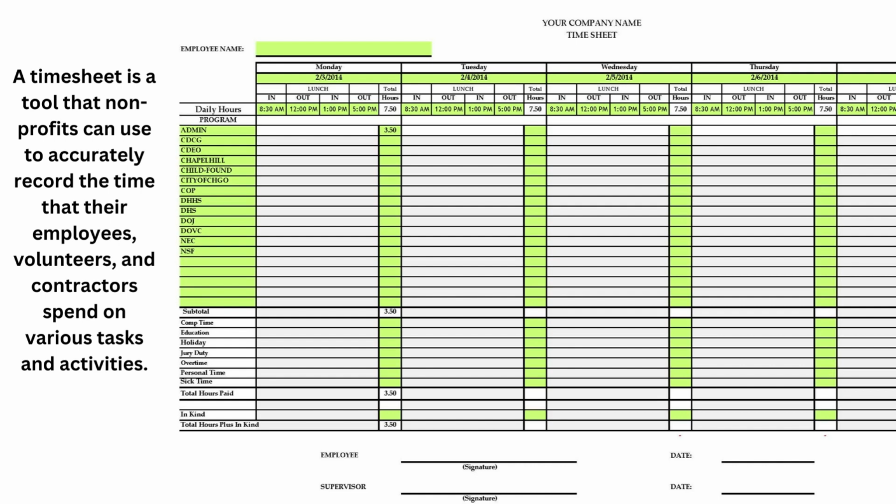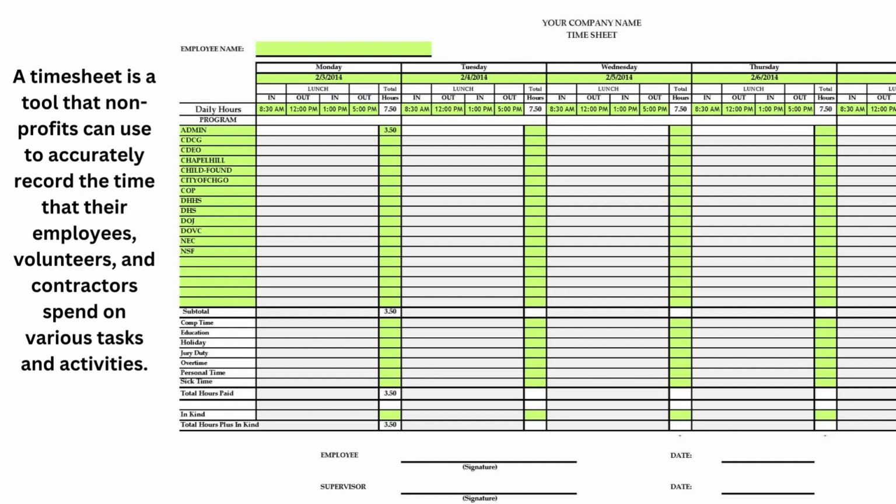One of the main benefits of using a timesheet is that it provides a clear and accurate record of the time and effort that goes into each project or task. This information can then be used to evaluate the efficiency of the organization, identify areas for improvement, and make informed decisions about where to allocate resources. Additionally, timesheets can help to ensure that grant requirements are being met, as many grants require detailed reports on how funds are being used.